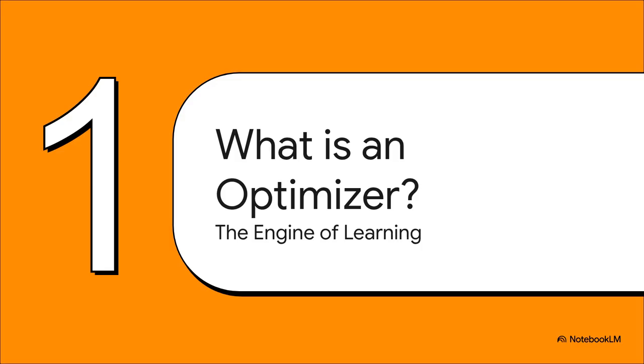So what's an optimizer's job, really? You can think of it as the engine of machine learning. Its whole purpose is to iteratively tweak a model's internal settings, picture them as thousands of little digital knobs called weights and biases, to reduce its loss. And loss is just a fancy word for error. It's pretty simple. The less error, the smarter the model gets.